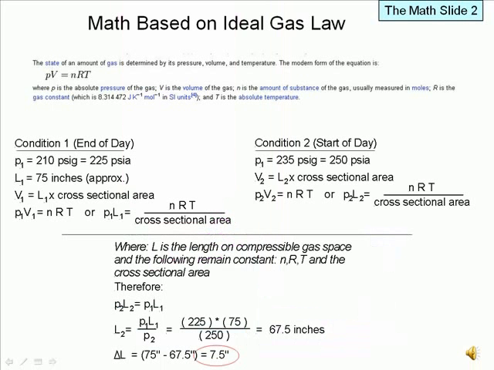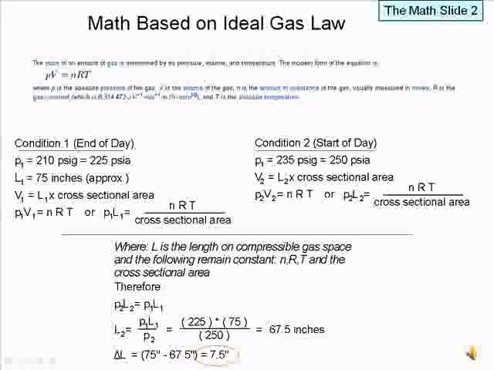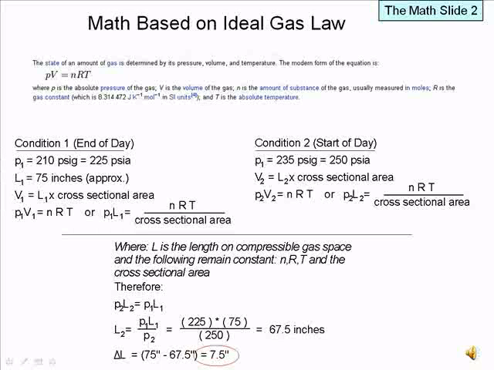The ideal gas law states the amount of gas is determined by its pressure, volume, and temperature. That determination is represented with the equation PV equals nRT. We can use this relationship to determine the change in compressible gas space in the high phase line. In our example, n, R, and T are constant. Therefore, the starting condition and ending condition must follow that P1 times V1 must equal P2 times V2. We know the starting and ending pressures, and the volume can be related to the length of the phase line.